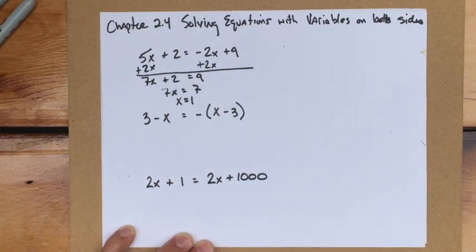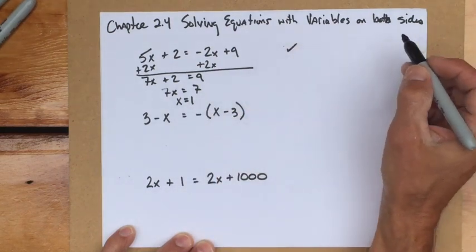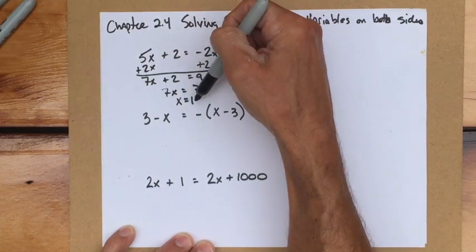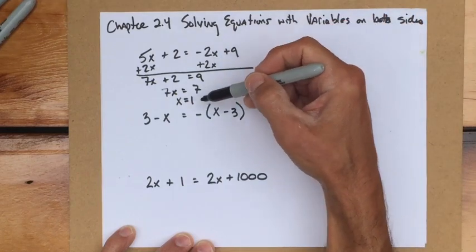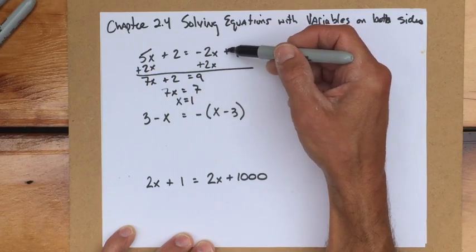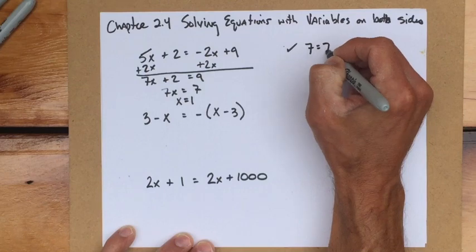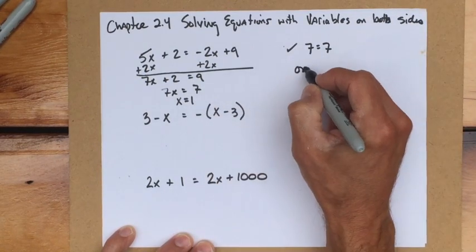You can see that I'm skipping some steps here because those are some steps you've known for a while. You can also go back to previous videos and follow how those work. But with that in mind, if you were curious about how the check works, you would take the 1 and put it in the x spot and do 5 ones is 5 plus 2 is 7. On the other side, you'd put 1 in here and get negative 2 times 1 is negative 2. Negative 2 plus 9 is 7. So both sides equal 7. And when you get 7 equals 7, after substituting this in, you end up with one solution.